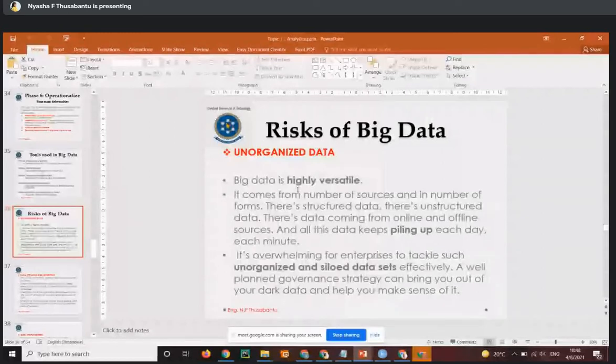So this is risk number one. The data is highly versatile and it's always piling up each minute. It's overwhelming for enterprises to tackle such unorganized data and siloed data sets effectively. That's challenge number one.